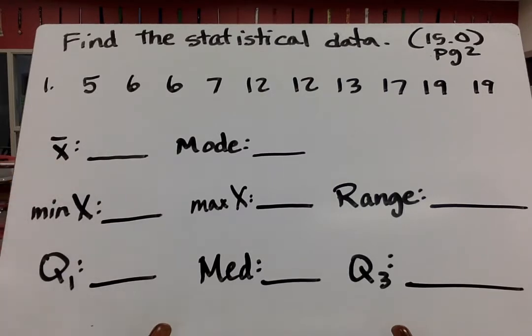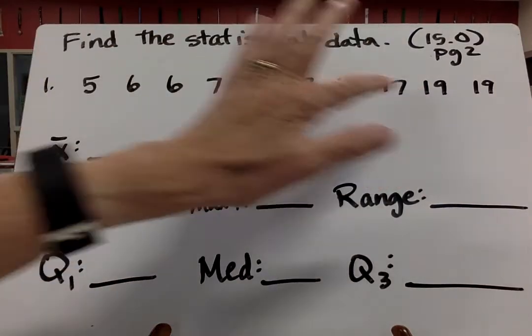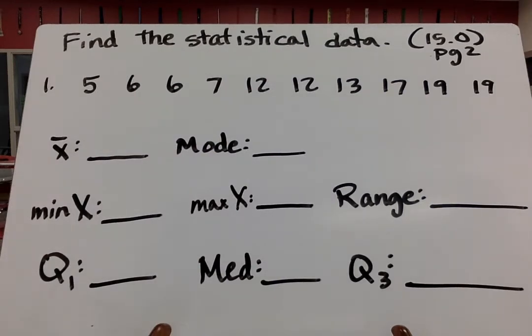The first thing we want to do is find the average. Now the average is also called the mean, and here's the symbol for that, also known as X bar. So the mean of these numbers is we're going to add them all up and divide by how many numbers there are. So if I take my handy dandy calculator, 5 plus 6 plus 6 plus 7 plus 12 plus 12 plus 13 plus 17 plus 19 plus 19. And I get a total 116.